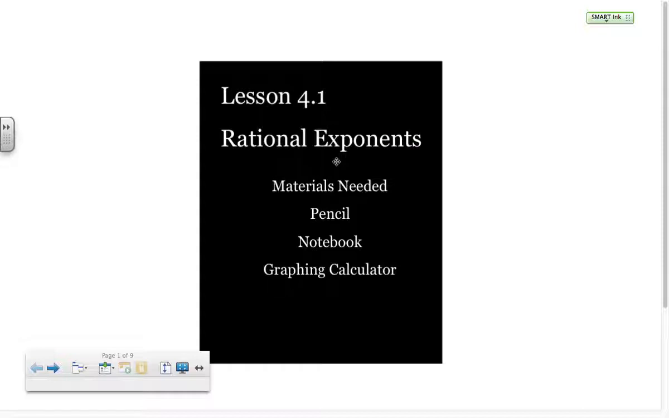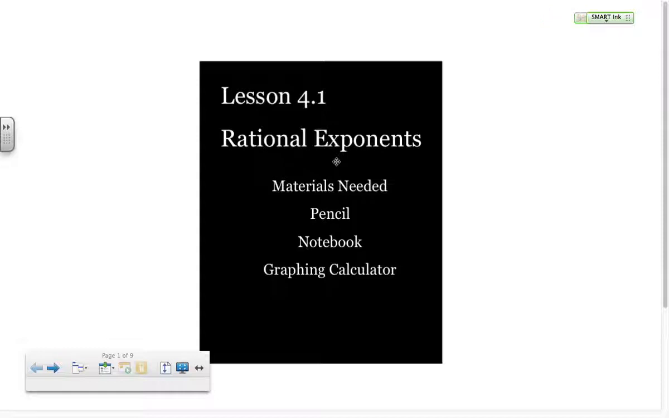All right, so this is rational exponents, okay? So yesterday we did an activity that dealt with the exponent rules, so hopefully you remember all of those, all right? So rational exponents, the word rational actually means when we deal with fractions.